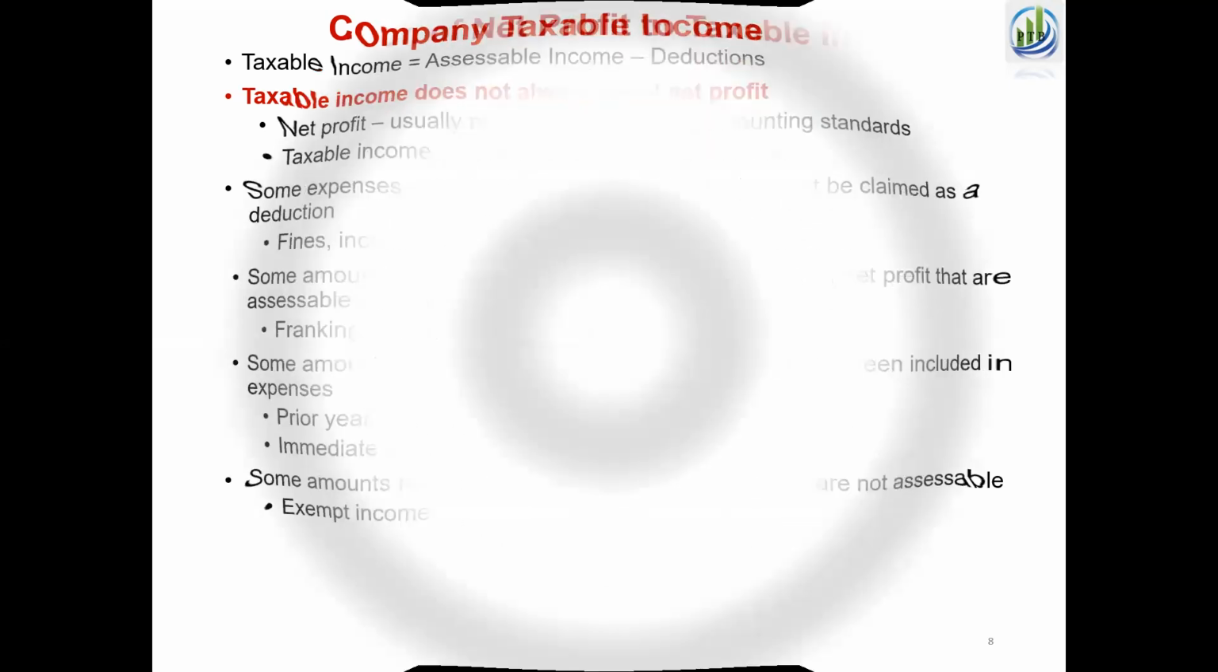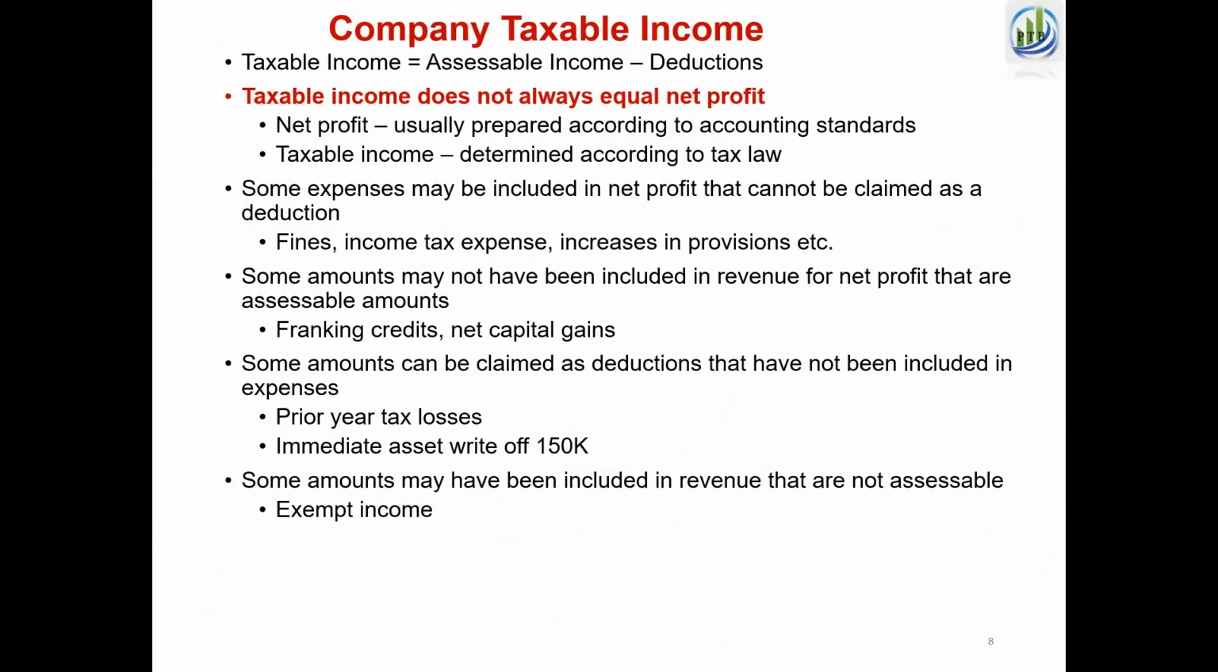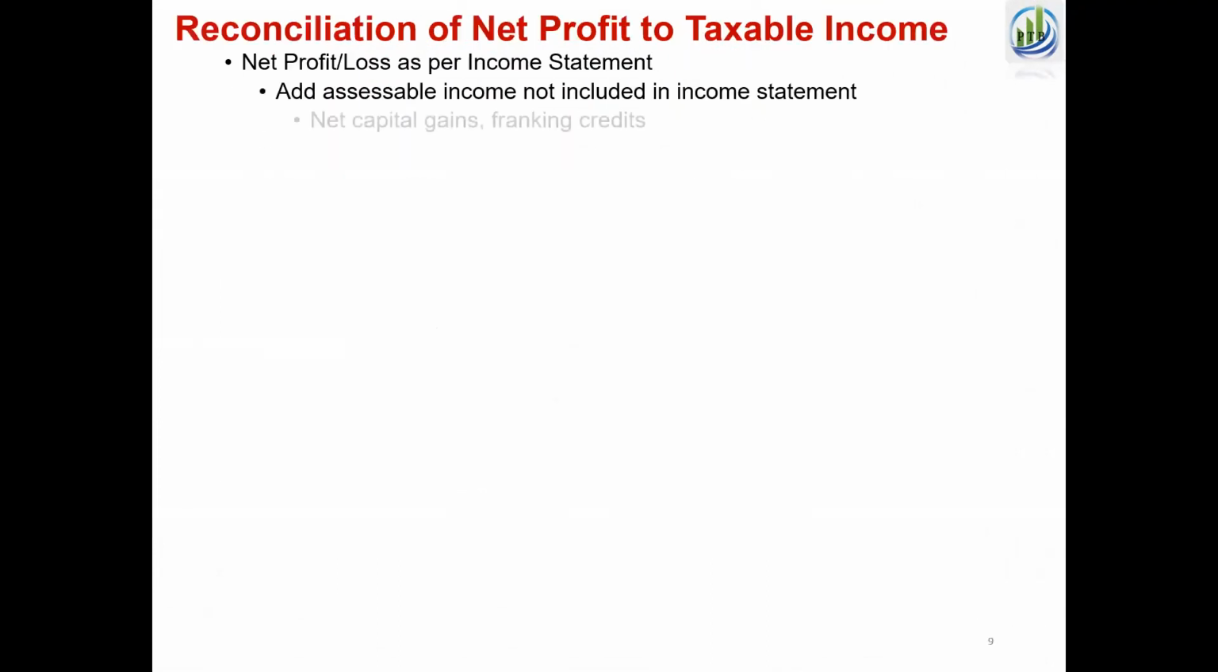So all these examples, why are we doing this? The last one is the cash boost. The cash boost from the tax office is exempt. However, in your financial report, it's shown as income. So we want to do a reconciliation.